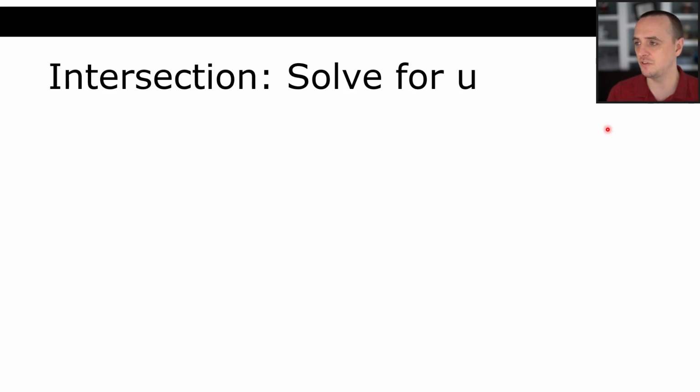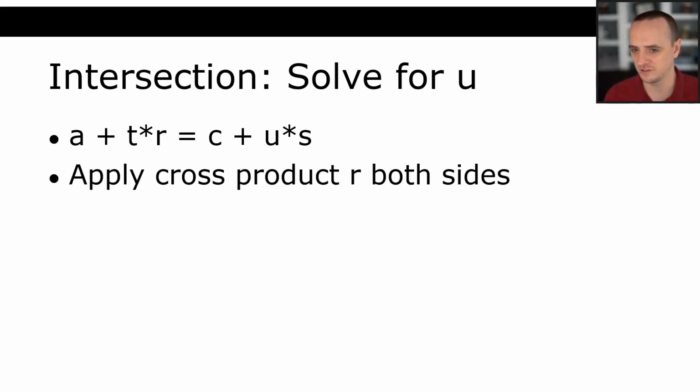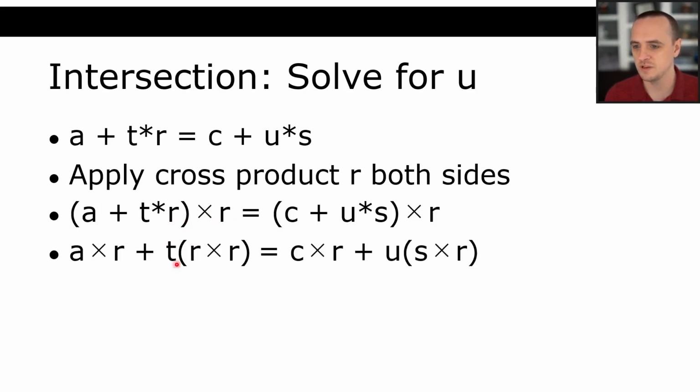Now, if we do the exact same thing, but a little bit different, we can solve for u. So here's our formula, where instead of applying the cross product of s to both sides, we're going to apply the cross product r to both sides, okay? And so then we have the r over here. When we expand, we get this r cross r in a similar way.